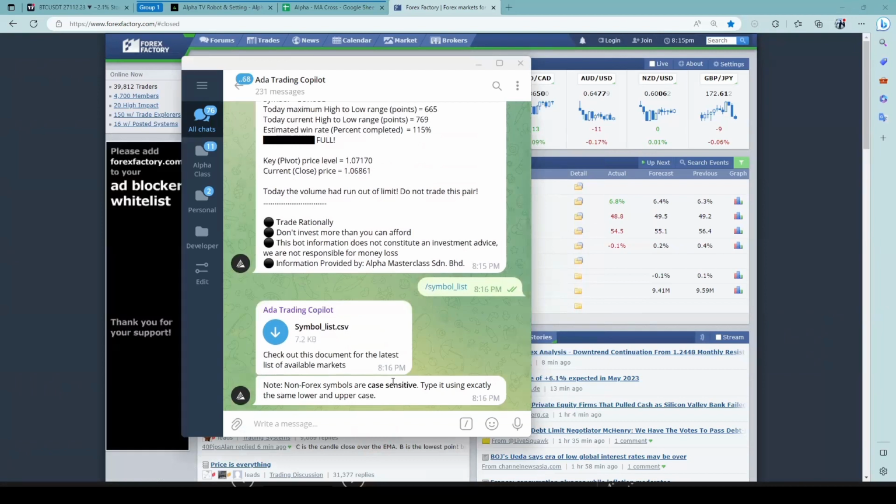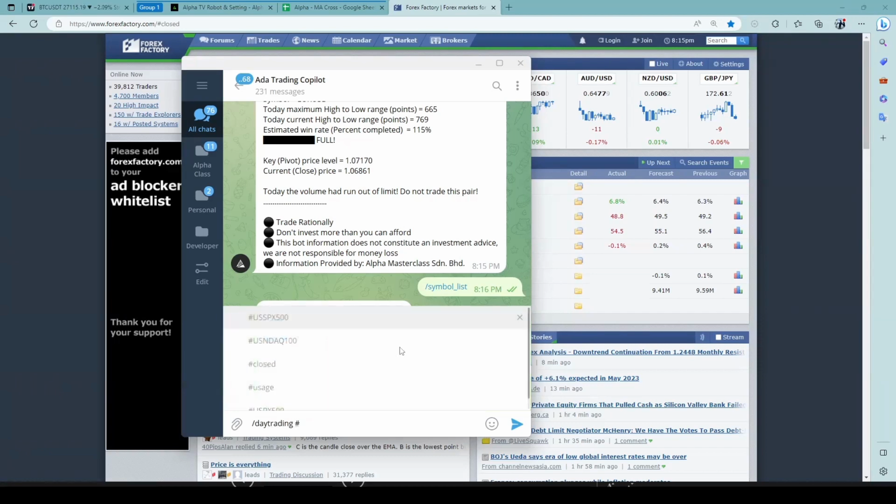And this is where you will get this CSV file. You can download this CSV file and it will tell you a list of markets that are available. Because for the time being, I will just go for day trading. Dow Jones should be hashtag.